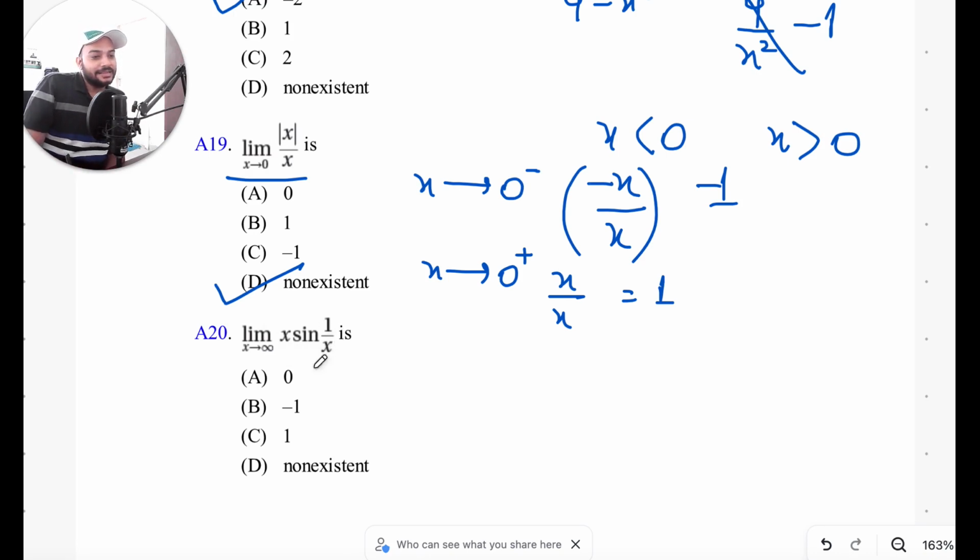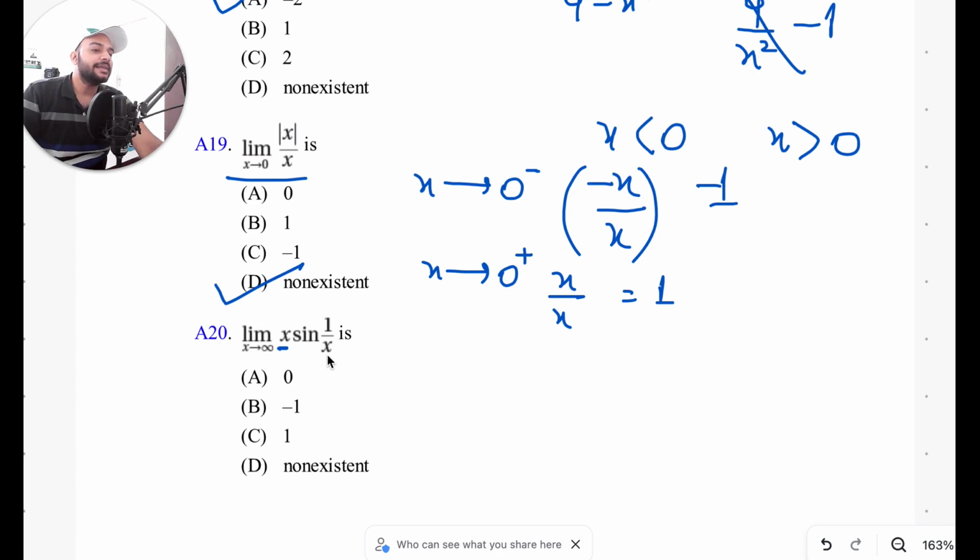This x inside, if I turn it to infinity, 1 over infinity will become 0. And sine of 0 is 0, approximately 0. But this x here is infinite, and infinity times 0 is indeterminate. So let's see how to do this one. There are multiple ways to do this, but I'll tell you the most intuitive one for this one.